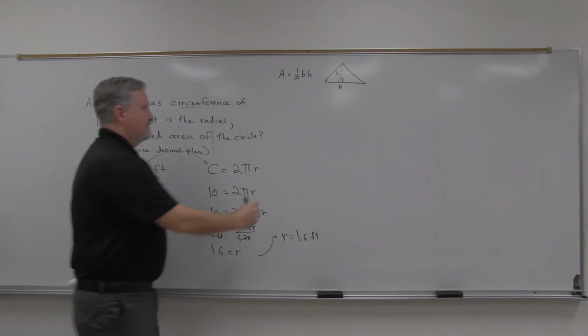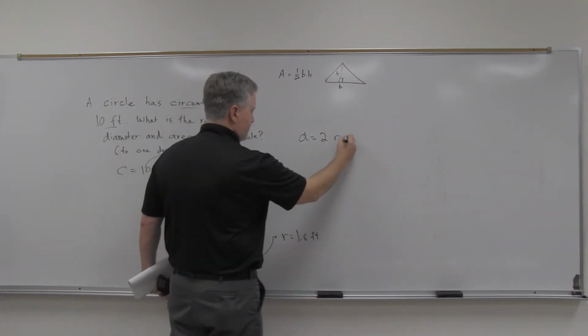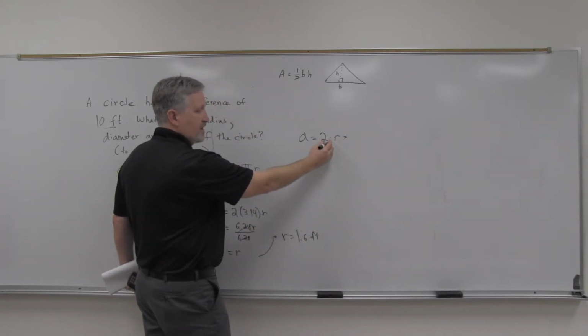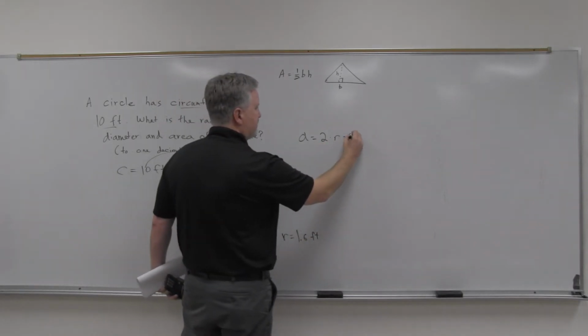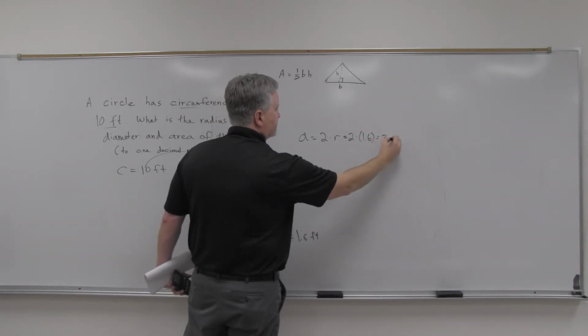So what's the diameter? Well, the diameter is twice the radius, 2 times the radius, so that would be 2 times 1.6, so that would be 3.2 feet.